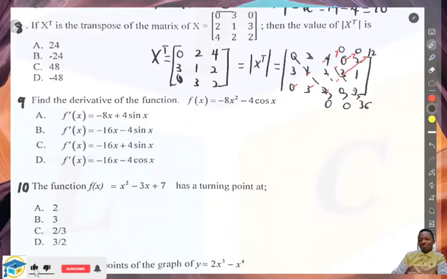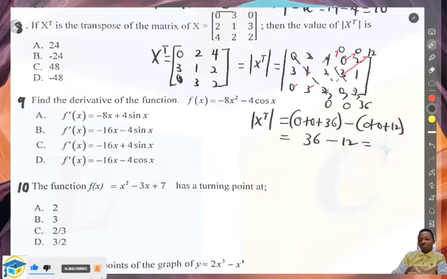Once you are getting it, therefore, we'll say that the absolute bar of X transpose should be equal to 0 plus 36 minus 0 plus 0 plus 12. What are we getting? We are getting 36 here and 12 here. What should be our answer? That is 24. So the determinant of X transpose is 24, and that should be option A. Then we are done. So let's take note of that. Let's move on to question number 9.